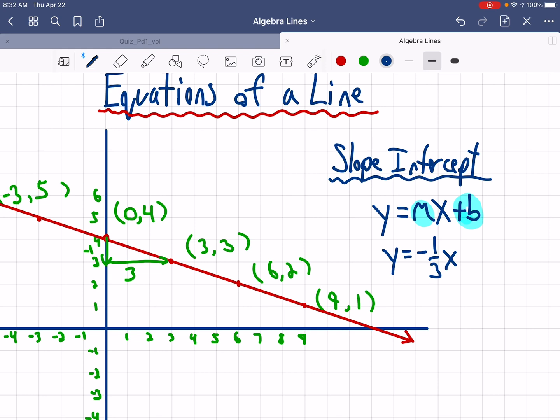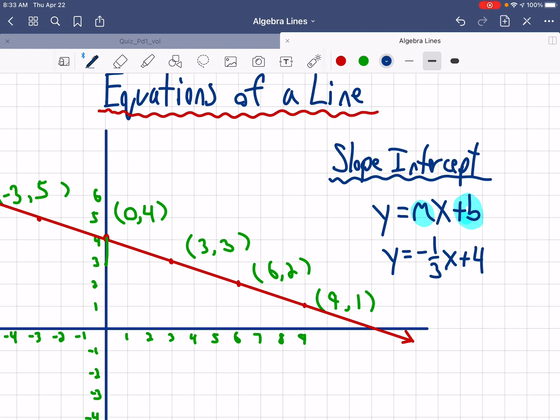times x plus, and then the y-intercept. Well, the y-intercept is pretty clear in this situation. It's just 4, because 0, 4 is on the y-axis. You can only have one y-intercept, so it's 4. Bam. So that's the equation of the line.